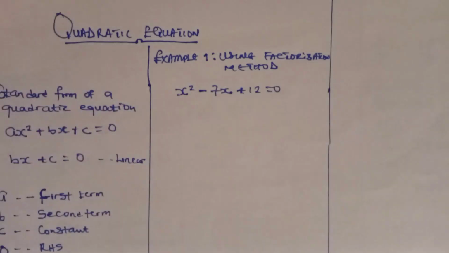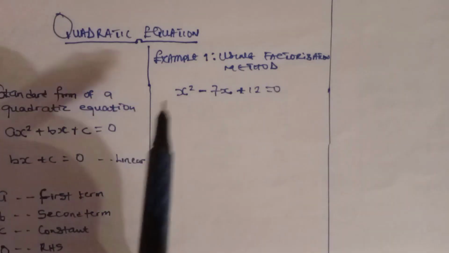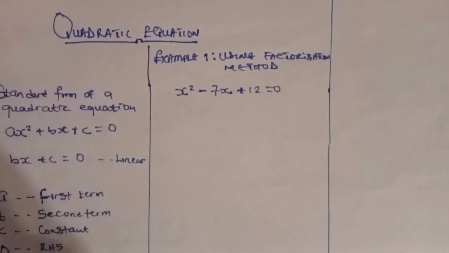Our first example says x squared minus 7x plus 12 equals 0, and we're going to solve this using the factorization method. I'd like to note that most of the questions you see in the objective exam can be factorized, I mean, you can solve them using the factorization method. Let's see how we can provide a solution to this question.